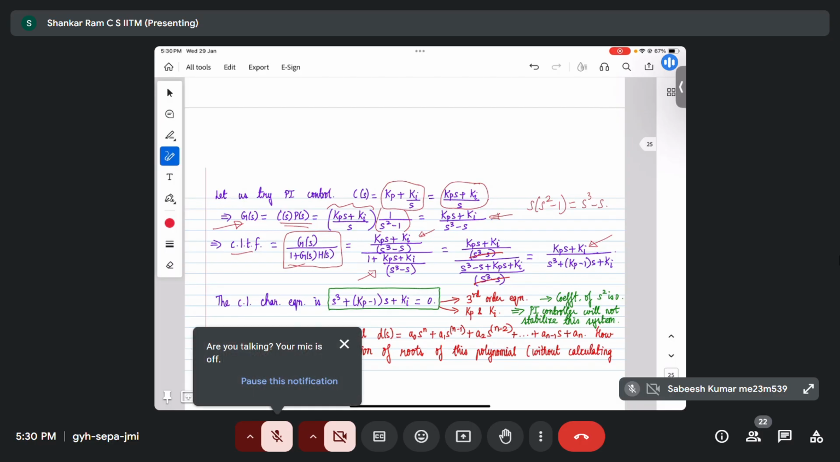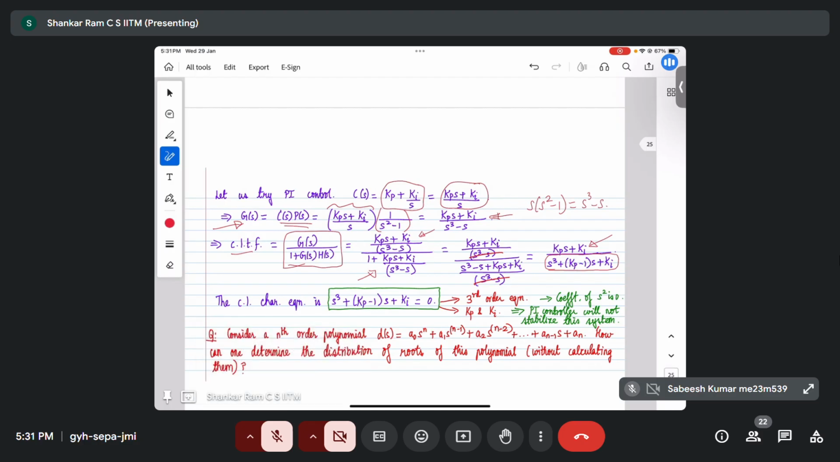Okay. So now we observe that the closed loop characteristic polynomial is the denominator polynomial of the closed loop transfer function, which is S cube plus (Kp minus 1) S plus Ki. It is a third order polynomial. So the corresponding closed loop characteristic equation is S cube plus (Kp minus 1) S plus Ki equals 0. So obviously there are three closed loop poles and two parameters, Kp and Ki. Please neglect this green text for now. We are going to conclude it after some discussions.